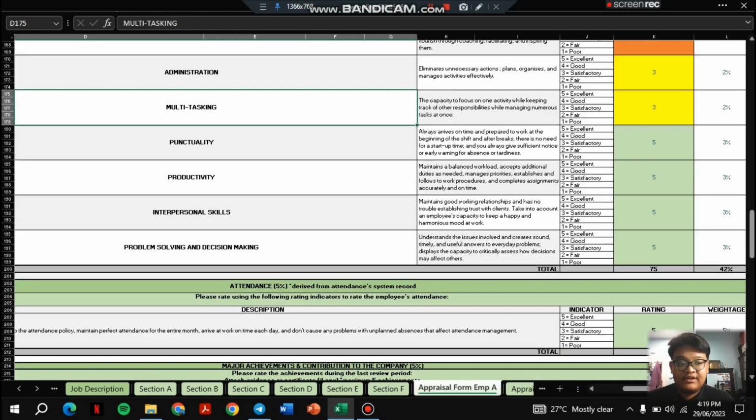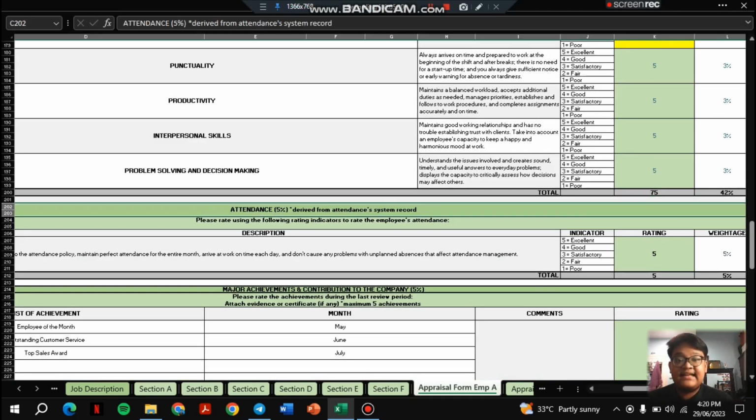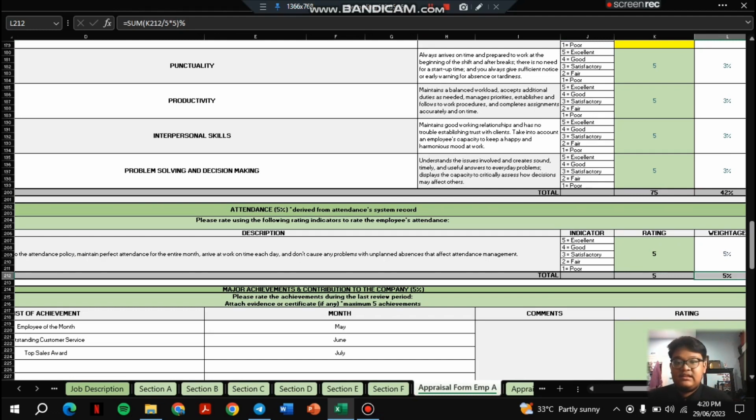So for the competency, this employee gets 42% out of 45%. This means the overall is very excellent. So only 1 or 2 skills the employee must improve for themselves. The next one is attendance, which is equal to 5%. So this employee gets 5%, which means this employee comes to work every day and doesn't cause problems in their work.